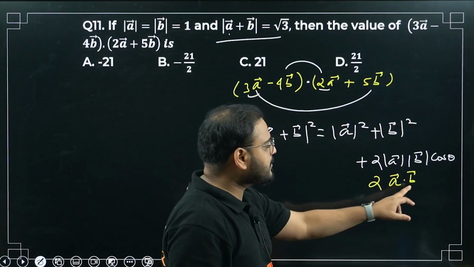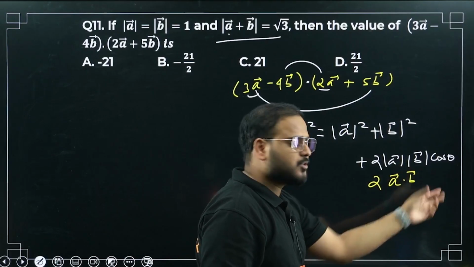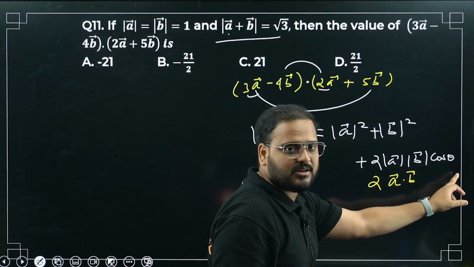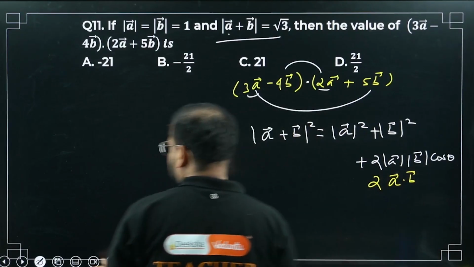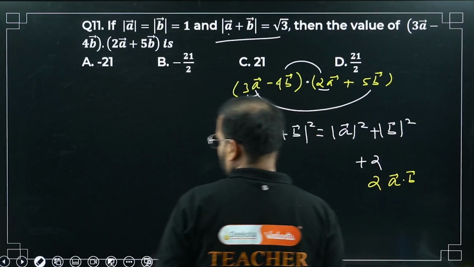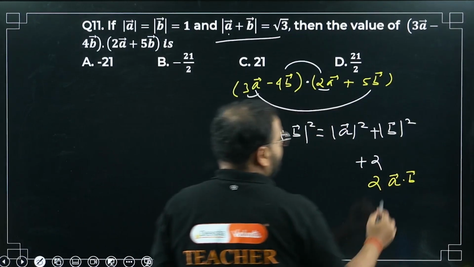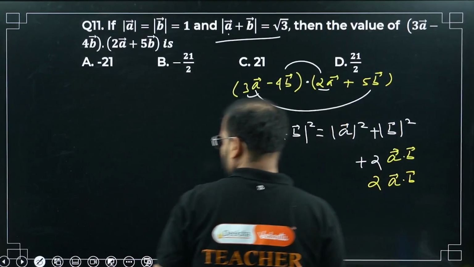Correct? Because A dot B is AB cos theta. So instead of writing 2AB cos theta, I can write simply 2 A dot B. Please have a look, I'll replace this by 2 A dot B. I hope we got it.